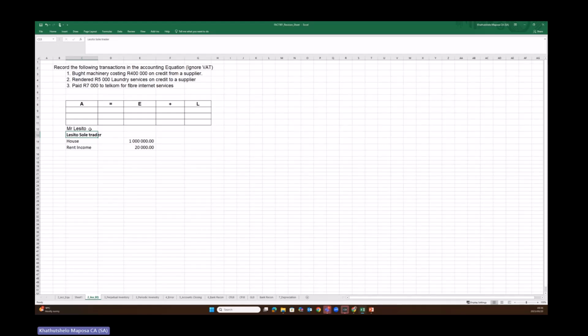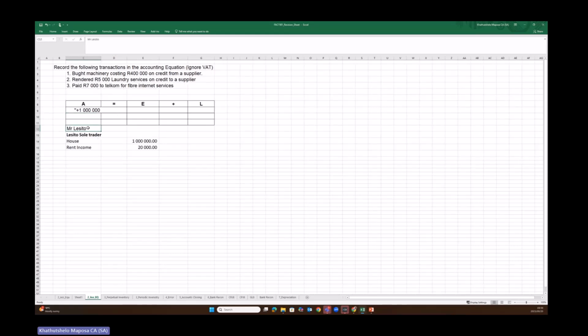So now you are Mr. Lisito, you bought a house for 1 million and you want to use that house for business. So for accounting purposes for your business now, this to me says Mr. Lisito has taken a 1 million house and deposited it into the business as his capital to start a rental business. So meaning, in the accounting equation for Lisito Traders, assets will increase by 1 million. I will just call it one.